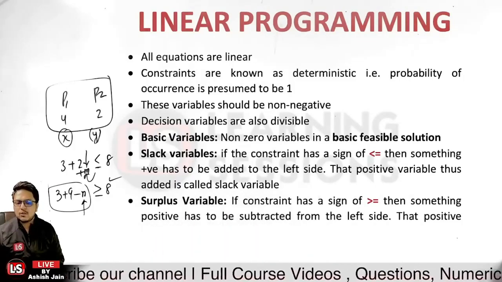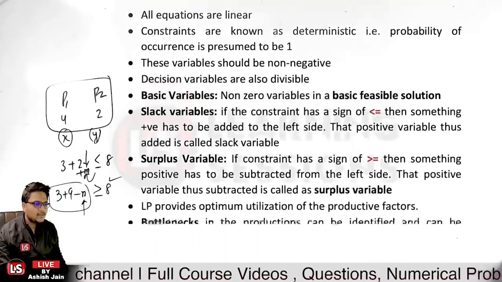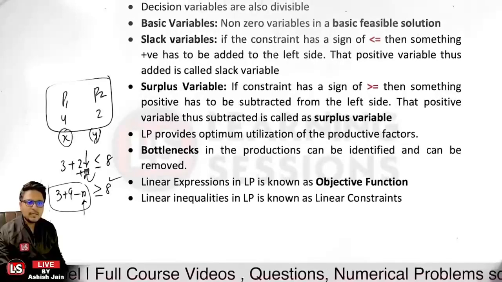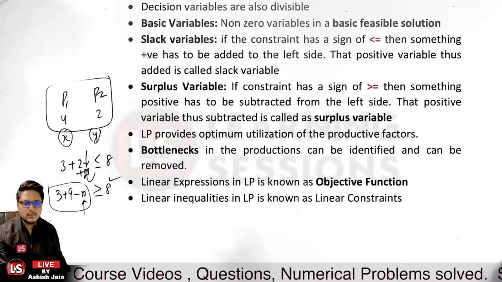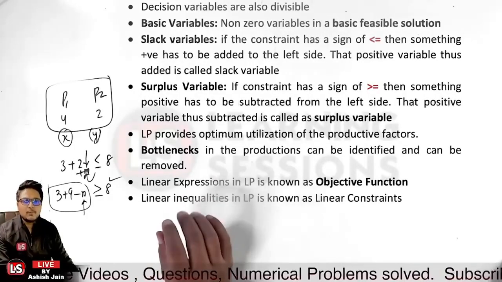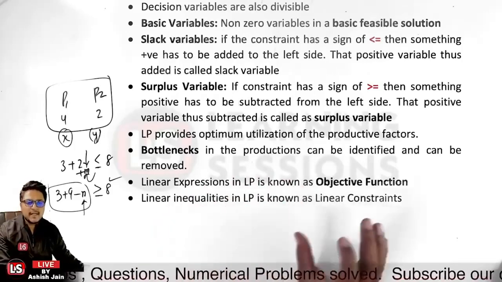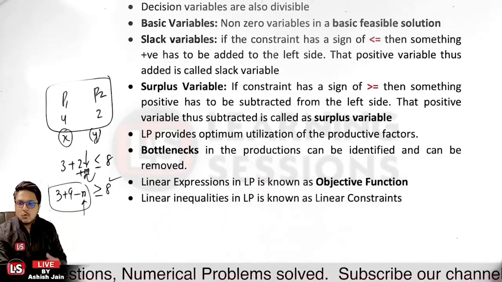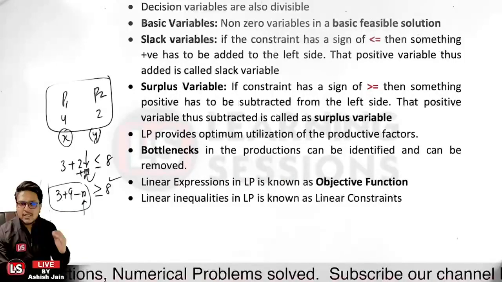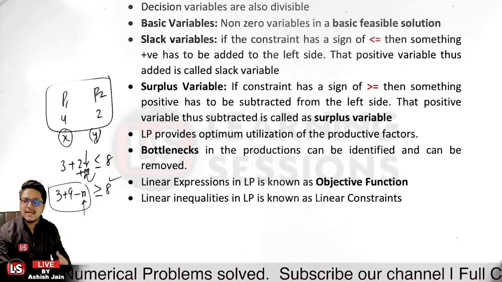So that is something related to the theoretical part over here, and further we'll be covering some other theoretical components. First of all, it says that bottlenecks in production can be identified. So what are the different constraints? What are the different issues so as to optimize our production?